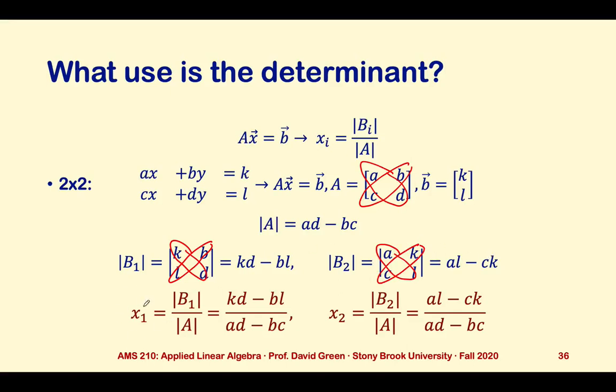Then we have a direct form for the first element. Let's call this X equals X1, the determinant of B1 over the determinant of A, KD minus BL over AD minus BC. Y equals X2 is the ratio of the determinant of B2 over the determinant of A, AL minus CK over AD minus BC. A general form.